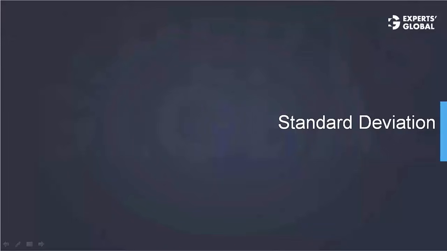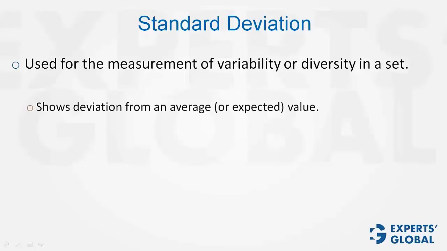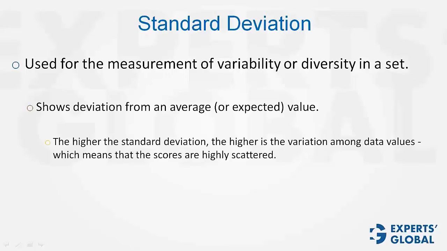Standard deviation. Very, very important. Standard deviation is used for measurement of variability or diversity in a set. It shows deviation from an expected value, which is the arithmetic mean for the set. The higher the standard deviation, the higher is the variation among data values, which means that the scores are highly scattered.